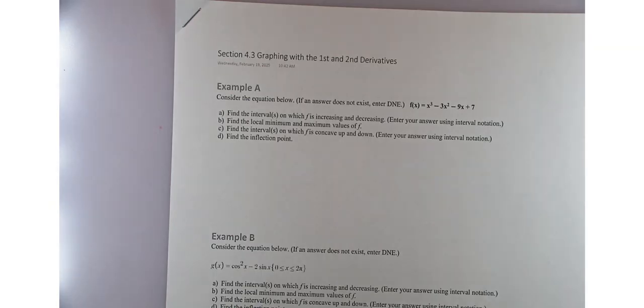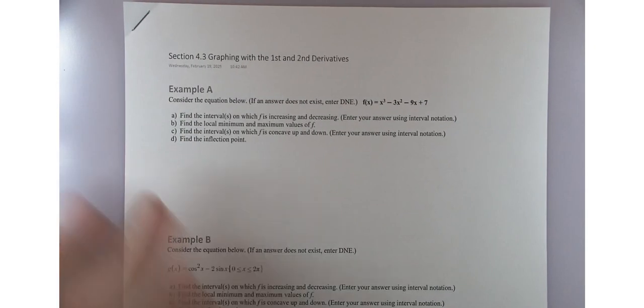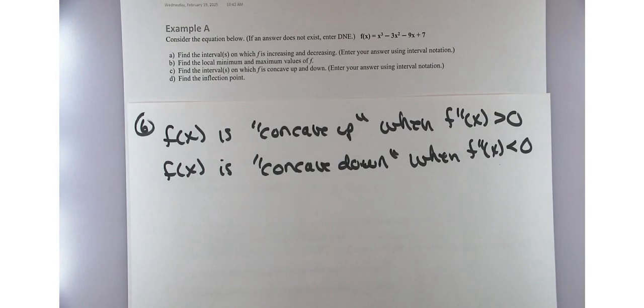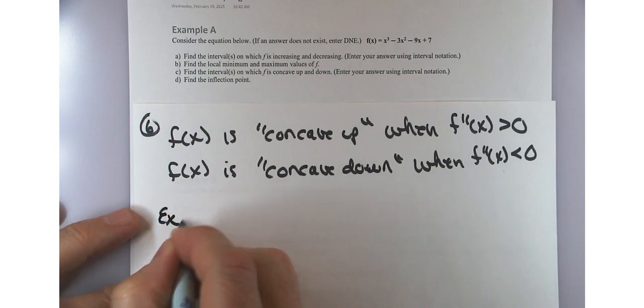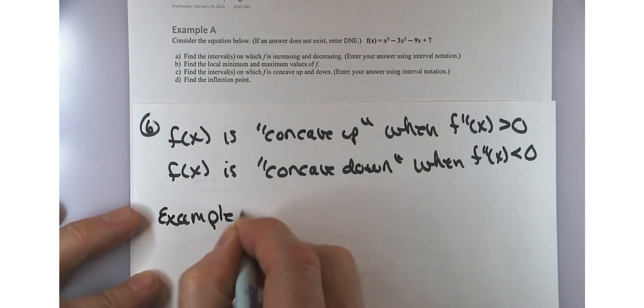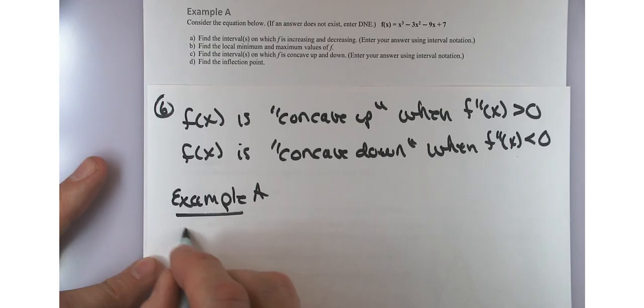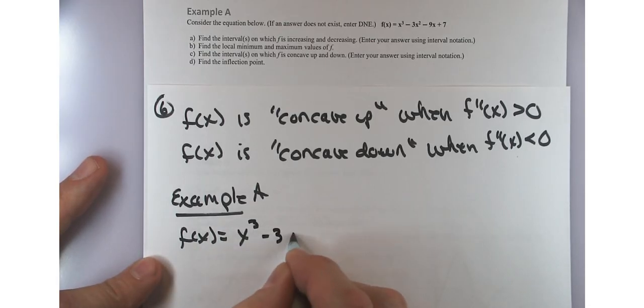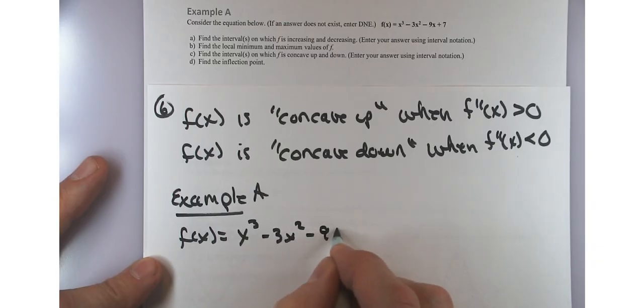This one right here. This is a nice, friendly one. Polynomials are wonderful because they're so easy to differentiate and manipulate. You can make them go through any points you want. So let's apply this new information to this graph. So example A, we've got f of x equals x cubed minus 3x squared minus 9x plus 7.